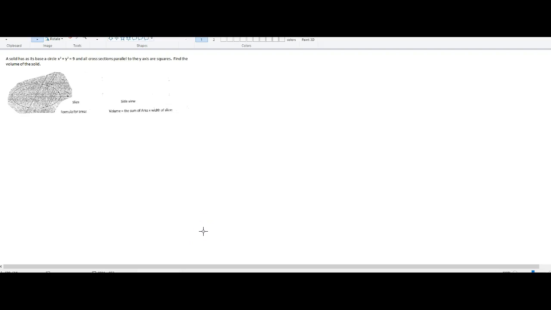All right, so a solid has a base of a circle, x squared plus y squared equals 9, base being the bottom of it. All cross sections are parallel to the y-axis. So if I was going to draw an overhead view, I'd have a circle, and my slices are this way. All right?